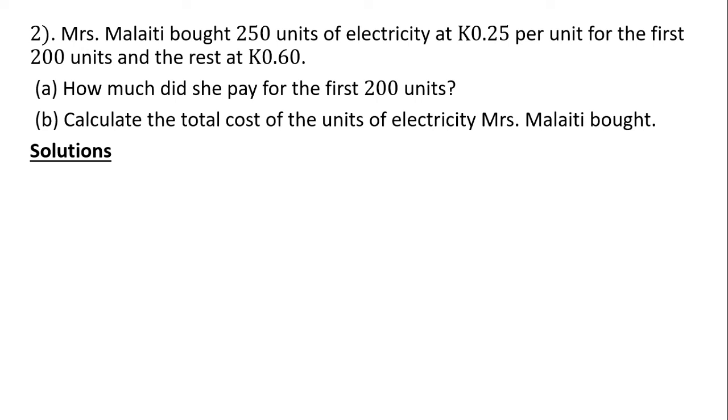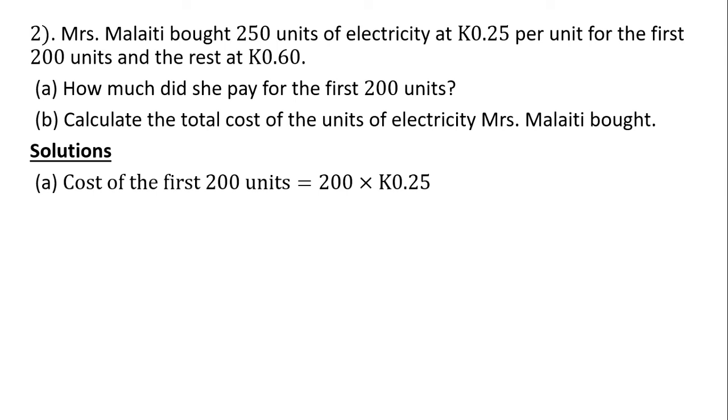The question is saying Mrs. Malaiti bought 250 units of electricity at 0.25 kwacha per unit for the first 200 units. So for the first 200 units, she paid 0.25 kwacha. So what we are supposed to do is to multiply 200 times the 0.25 kwacha. So we are going to say cost of the first 200 units is equal to 200 times 0.25 kwacha. When you multiply that, you get 50 kwacha.